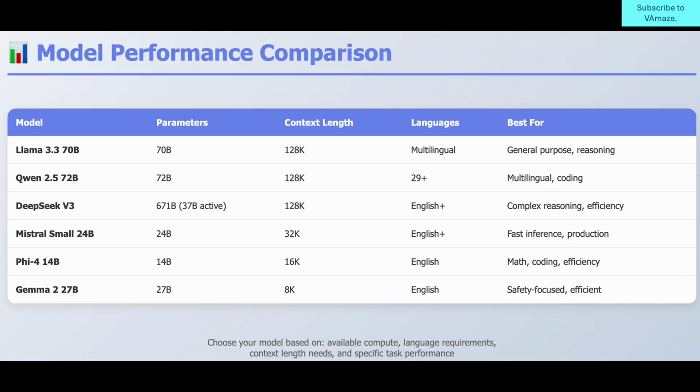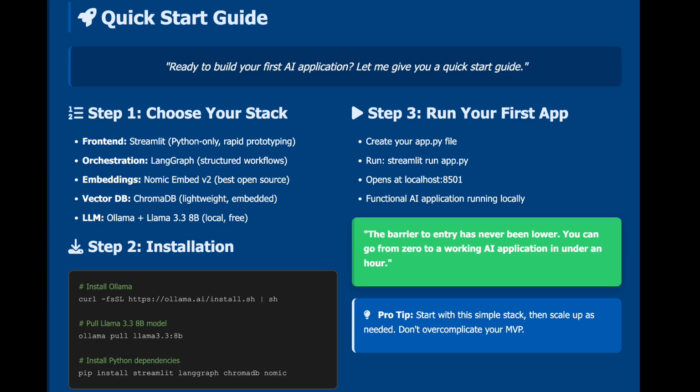Quick Start Guide. Ready to build your first AI application? Let me give you a quick start guide. Step 1. Choose your stack. For a simple RAG application, I recommend Streamlit for the front end. It's Python only and perfect for rapid prototyping. LangGraph for orchestration gives you structured workflows. Nomic Embed v2 for embeddings is the best open source option.